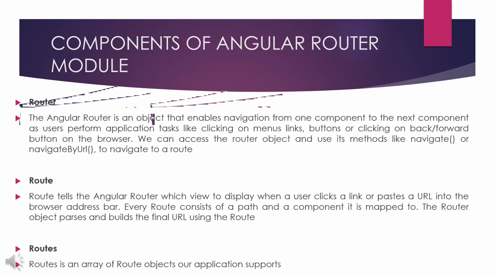The components of Angular router are listed here. I have given 9 things. First one is router. The router is an object that enables navigation from one component to the next component. Whenever we click from one component to the next component, everything will be handled by the Angular router. A route is the URL which we paste in the browser address bar, and it will be taken care of by the route. Routes is an array of route objects, so all the links we are giving here will be handled by these routes only. Whenever we ask for the same component again, these routes will take care of it and give it to us quickly.